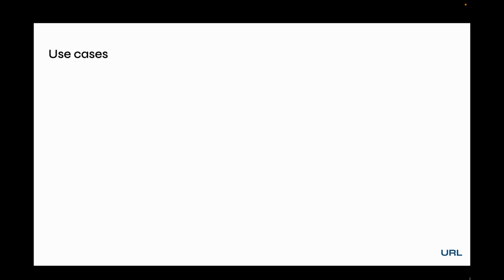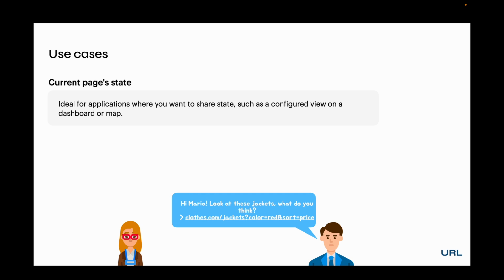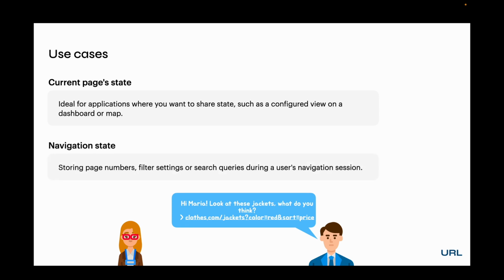Where might using URL search parameters be useful? For example, for current page state. It's ideal for applications where you want to share the state, such as a configured view on a dashboard or map. And for navigation state.